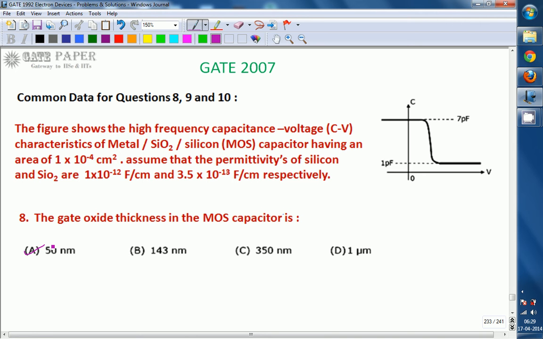How will it appear? First of all, we should know how to get the capacitance voltage characteristics at high frequency for the MOS capacitor. That we will see. Later we will decide how this answer has come.